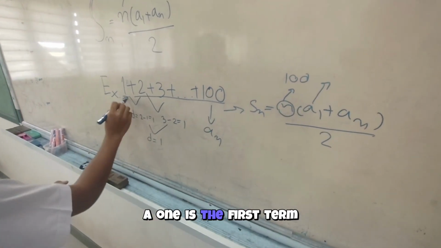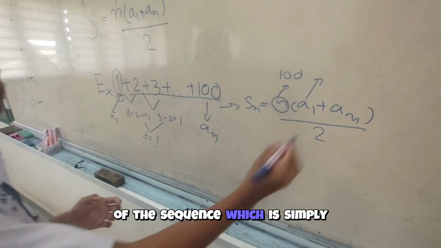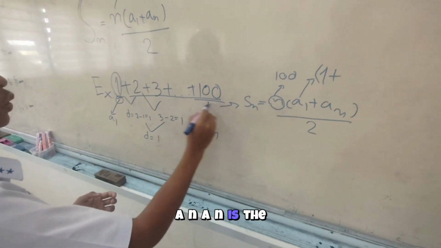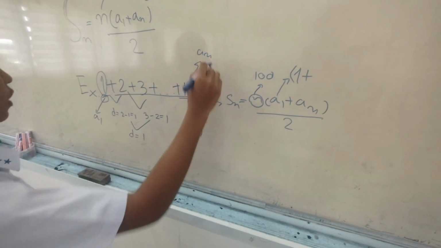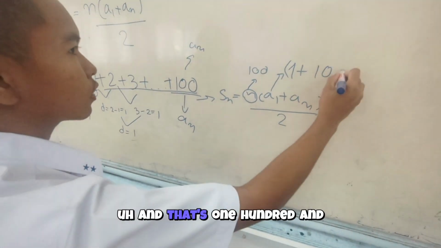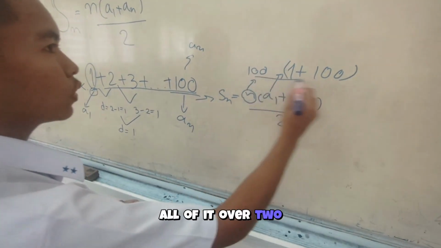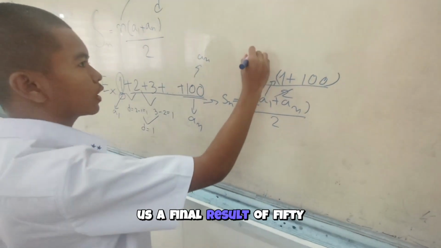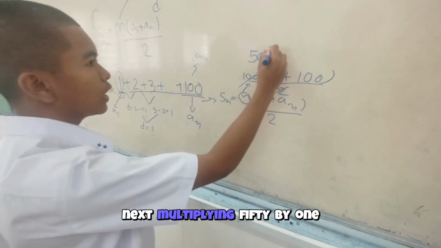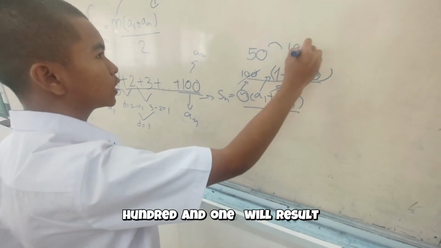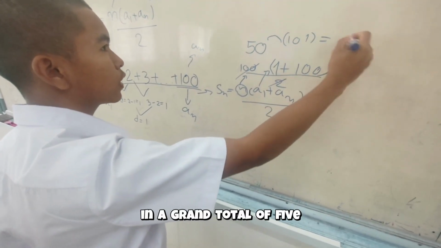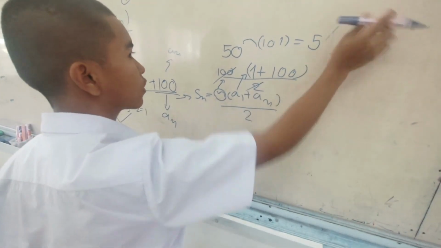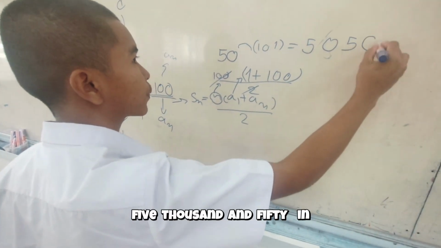Here, a1 is the first term of the sequence, which is simply 1, plus an. An is the last term, and that's 100, and all of it over 2. Dividing 100 by 2 gives us 50. Next, multiplying 50 by 101 will result in a grand total of 5,050. 5,050 in total.